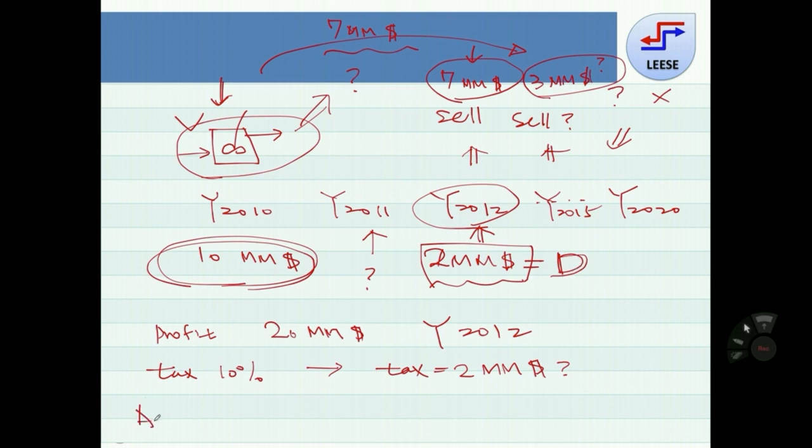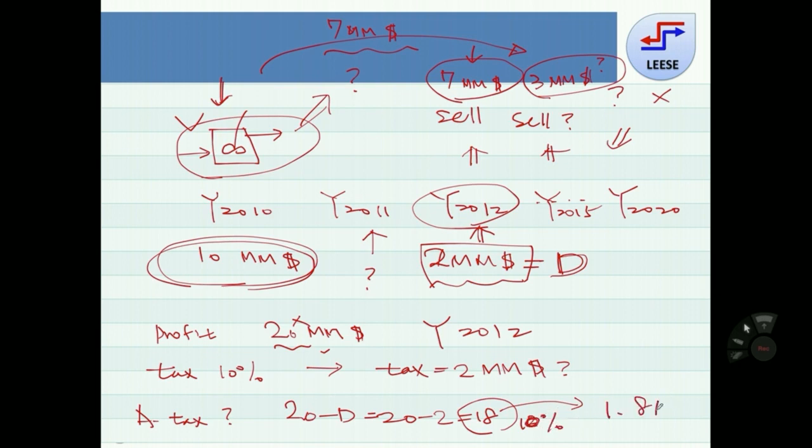Now what is the actual tax? We are not using tax based on the 20 million. We are using tax based on 20 minus D. That is 20 minus 2. So the profit is taken as 18 rather than 20. So then we take the 10% tax rate. So the tax will be 1.8 rather than 2 million. That is the effect of depreciation.